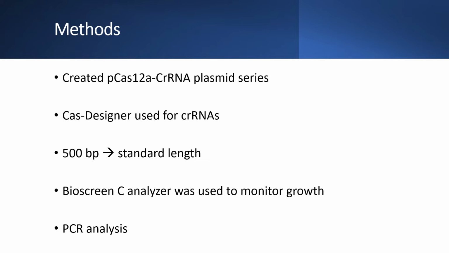The Bioscreen C analyzer was used to monitor the growth of the PA01 strains that were harboring different genotypes. So they also did a pyocyanin assay, and that was to measure the production of pyocyanin of the different strains. And then colonies that escaped editing were subjected to analysis using colony PCR, and they were looking at the target genes. And that also included looking at the FnCas12a cassette and then the crRNA cassette.